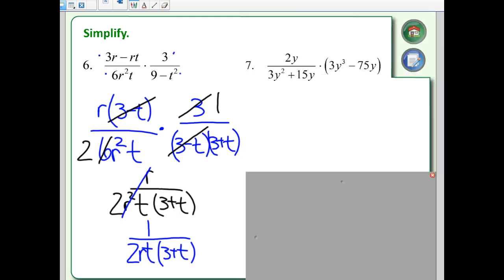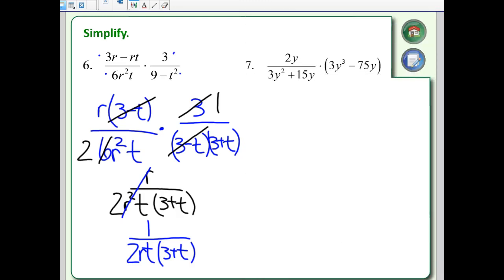Okay, let's go over here and look at number 7. Remember, we've got to look at each part of each fraction and figure out what needs to be factored. I'm going to go ahead and put that over 1. So here, that 2y can't really do anything to him. He's a monomial in lowest terms.